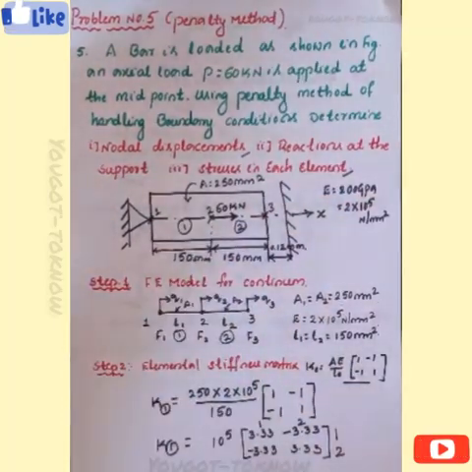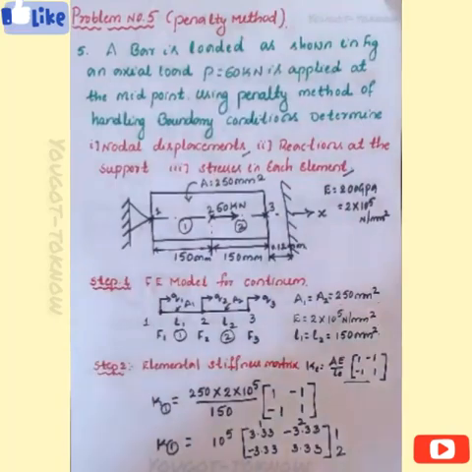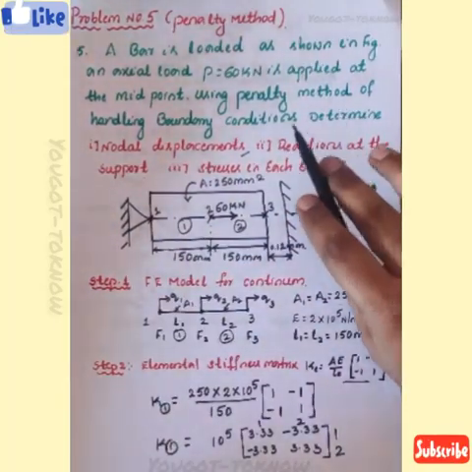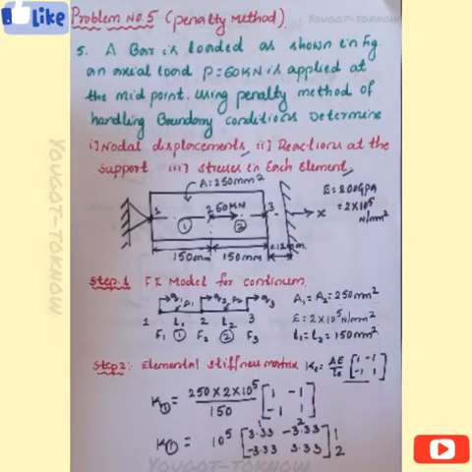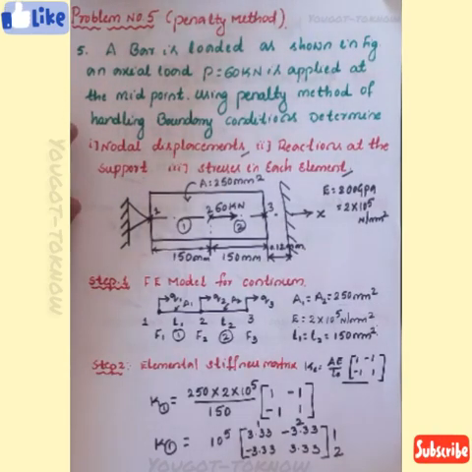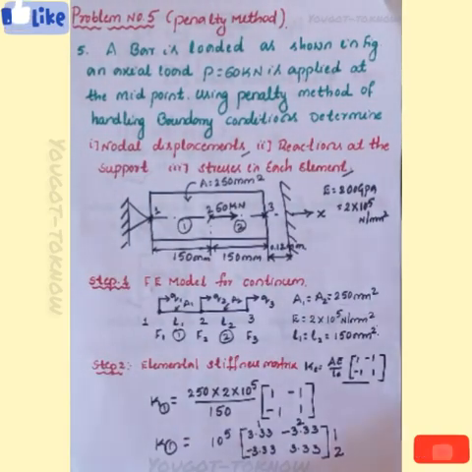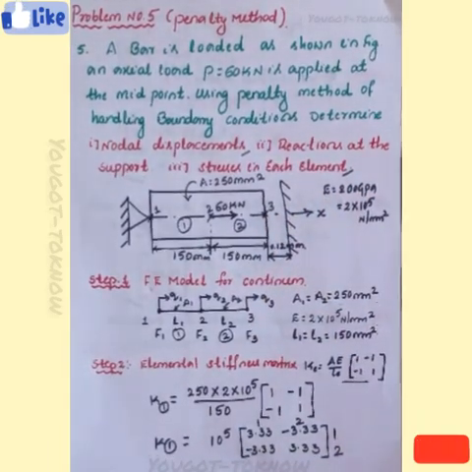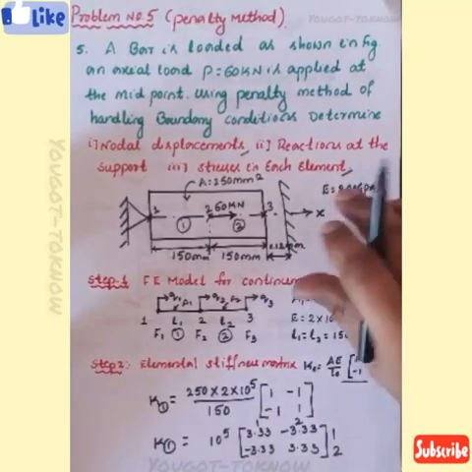Now, take a bar. You read the problem. A bar is loaded as shown in the figure. An axial load of P equals 60 kN is applied at the midpoint. Using the penalty method of handling boundary conditions, determine the nodal displacement, the reaction at the support, and the stress in each element. These three parameters we have already discussed how to determine in the previous problem. Same thing, only the concept is different, meaning the problem itself is given differently.